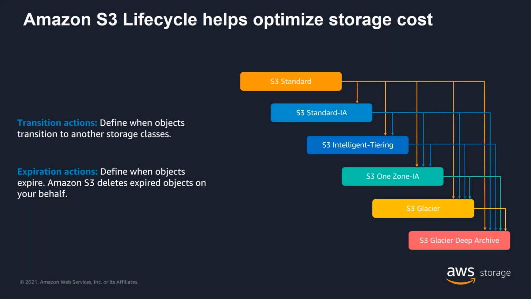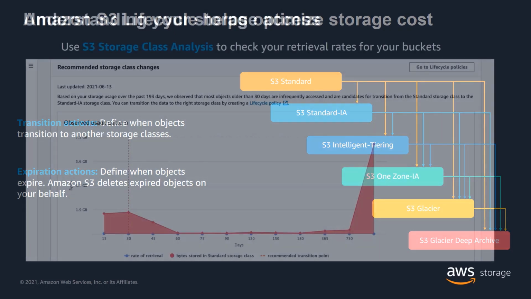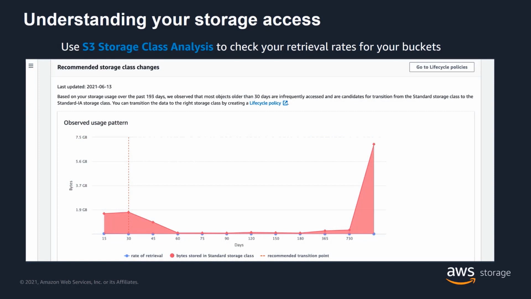There are factors to consider when creating a lifecycle configuration, such as the minimum storage duration charge. For more information, please review the S3 documentation. By using Amazon S3 Storage Class Analysis, you can analyze storage access patterns to help you decide when to transition the right data to the right storage class.